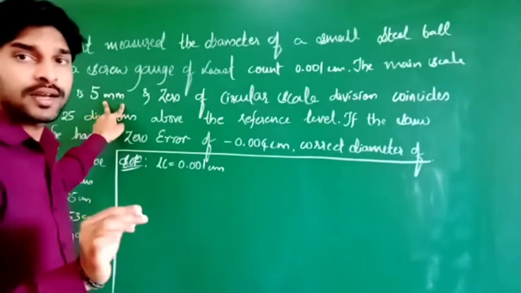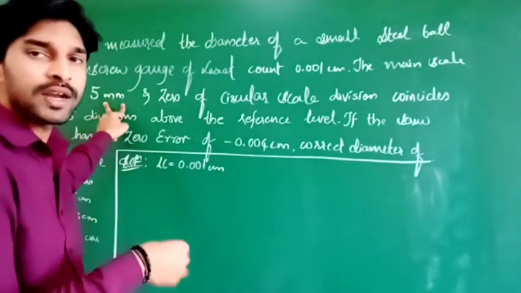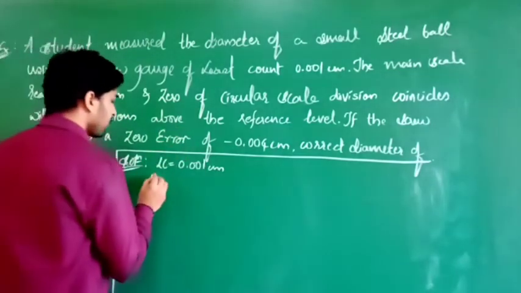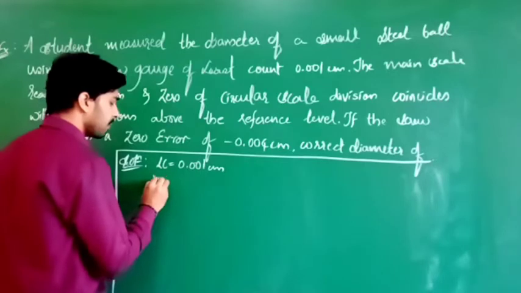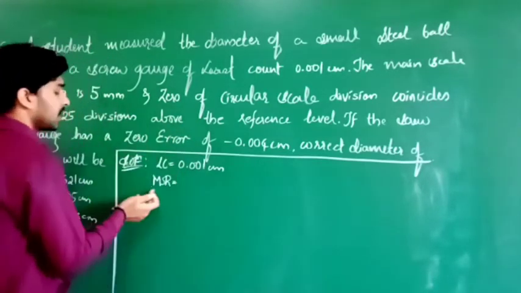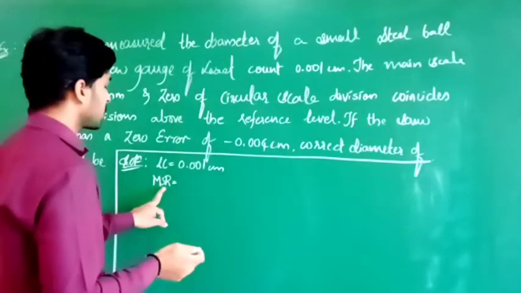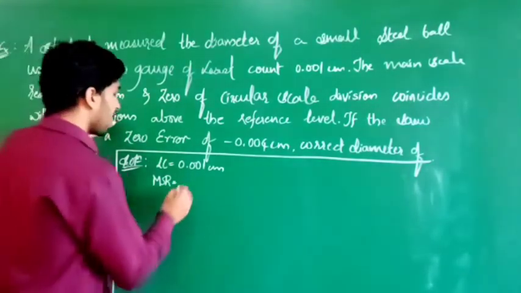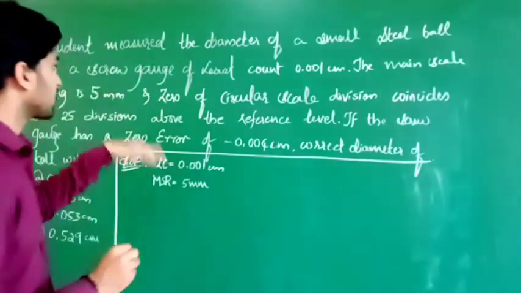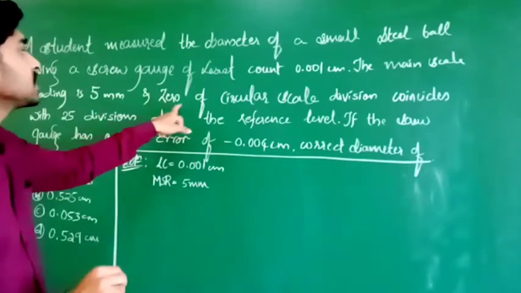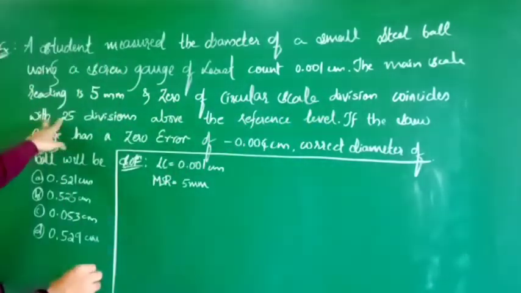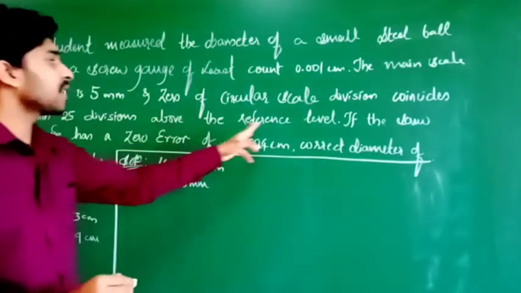Remember, main scale reading is nothing but, in general words, we can treat it as pitch scale reading only. So we can write it as PSR or MSR. Here in this question they had given main scale reading, MSR means main scale reading. So how much they had given? 5 millimeter. Clear?